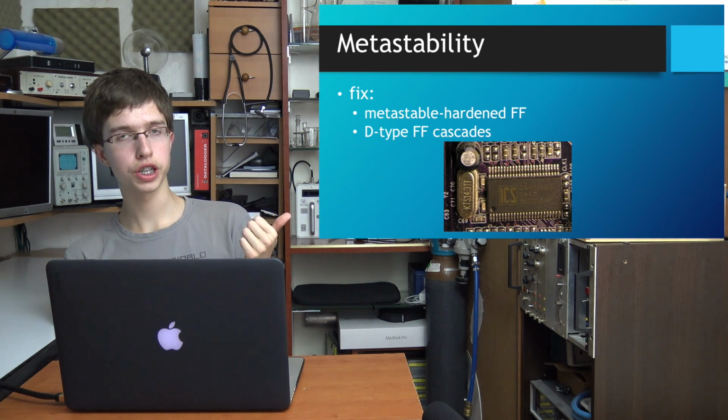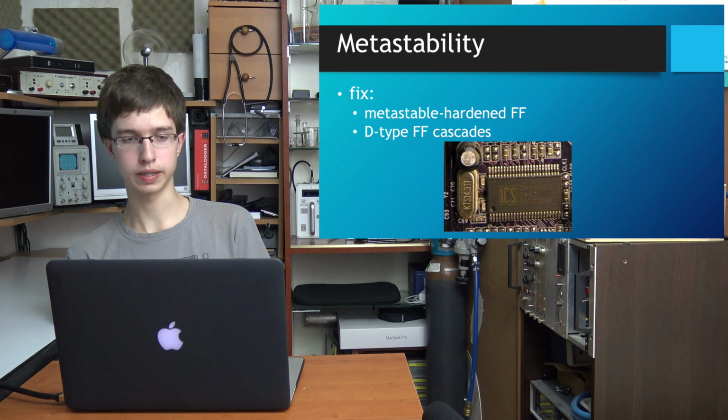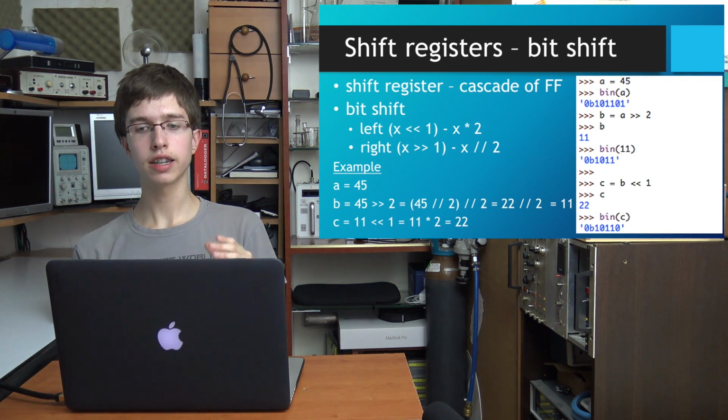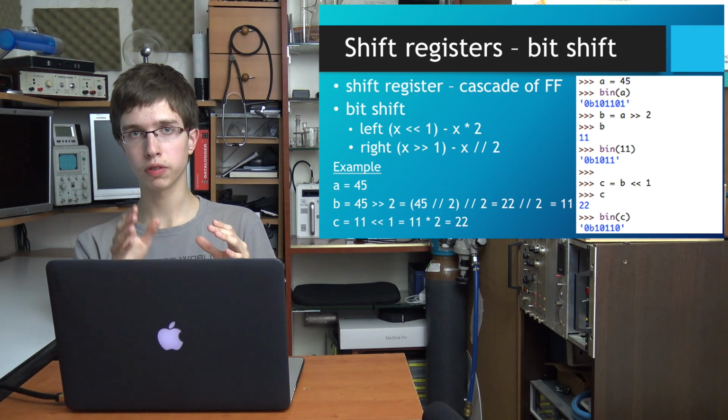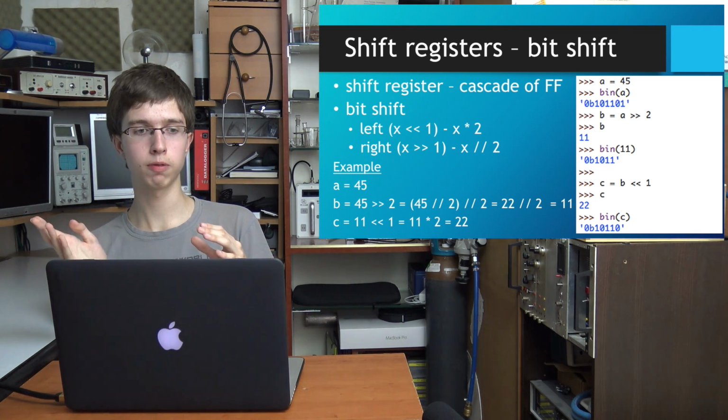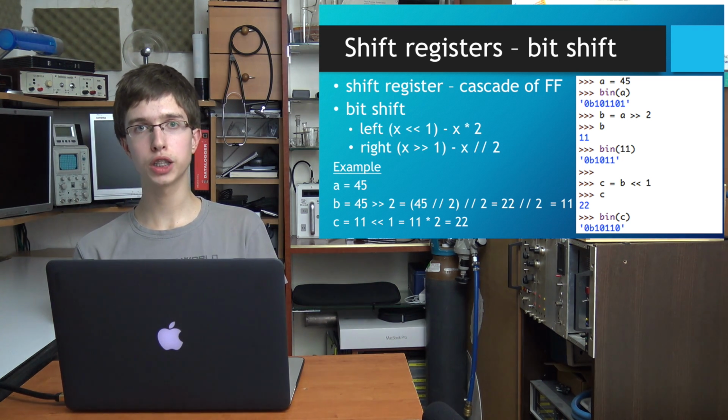Here you can see a clock generator from a desktop PC. Shift registers are cascades of flip-flops where the output of each flip-flop is connected to the input of the next flip-flop, and they are mostly used for bit shifting.